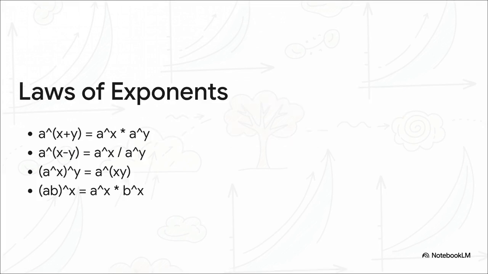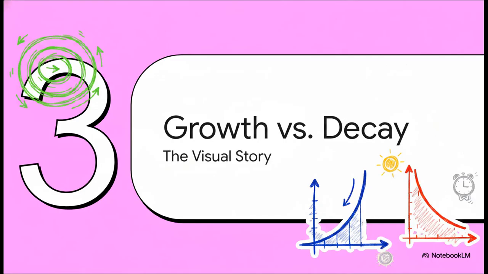To actually use these functions, we also rely on these 4 laws of exponents to simplify complex expressions. You can see how multiplying matching bases means adding the exponents, division leads to subtraction, a power to a power multiplies them, and how a power perfectly distributes. These are the fundamental tools you'll use throughout your calculus journey, so you definitely want to lock these into your memory right now. All right, let's look at Section 3, Growth versus Decay, the visual story.